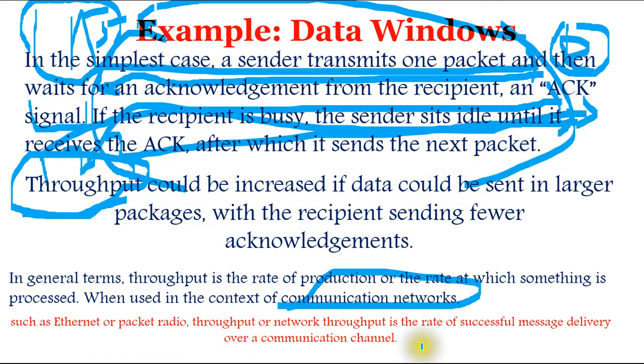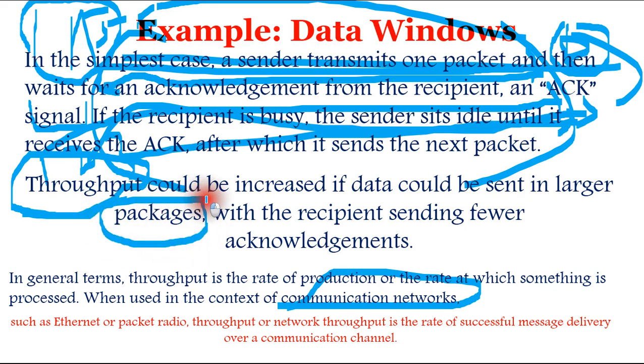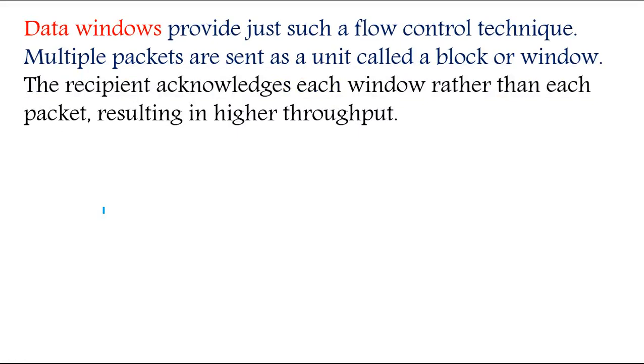Very simple. So if I want to send this 1 2 3 data immediately, it should go immediately, that is known as throughput. And if more data is going in one package, it gives you better output. Obviously you are able to send more data in one shot. Now we will go further, we will see data window, a little more about it.